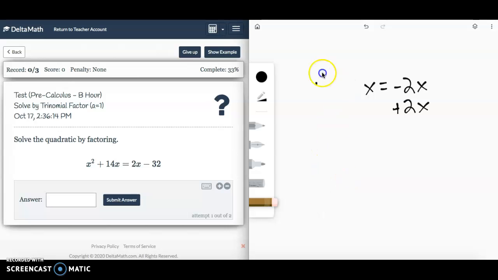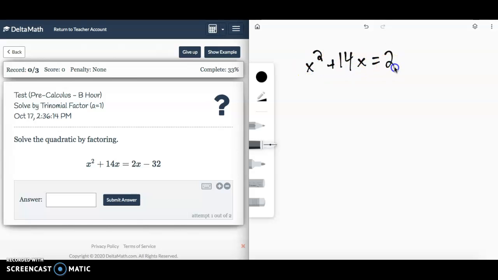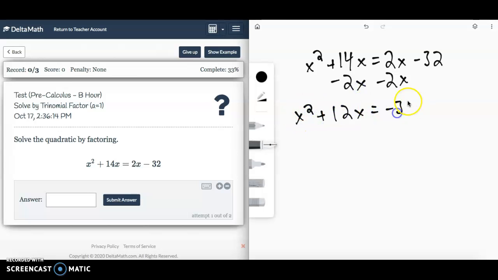So in this section, I have a lot of stuff that's definitely not equal to 0. So I'm going to go ahead and get that all set up nicely for myself. All right, so I'm going to subtract my 2x over. So I'll get x squared plus 12x equals -32. Then I can add 32 over. x squared plus 12x plus 32 equals 0.